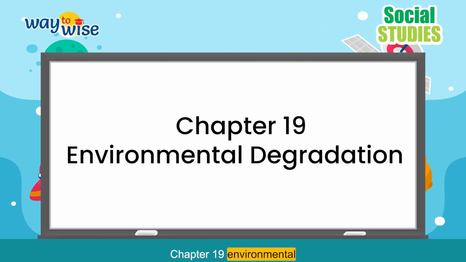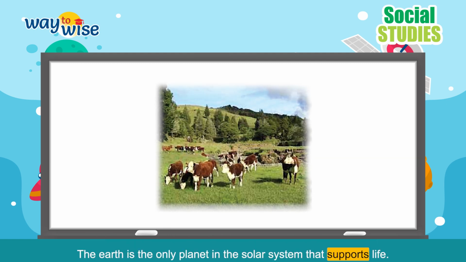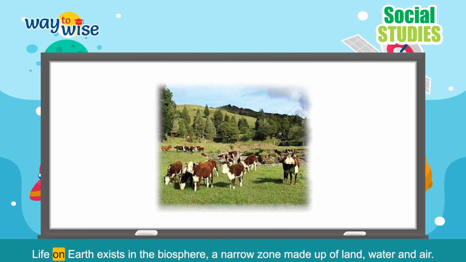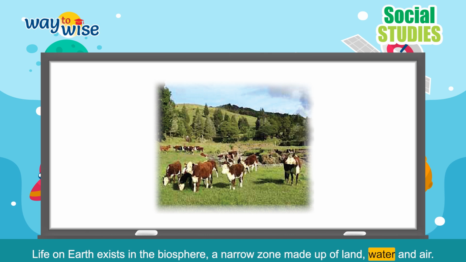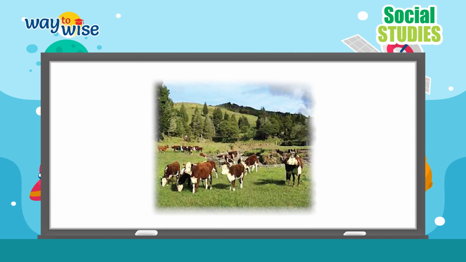Chapter 19: Environmental Degradation. The Earth is the only planet in the solar system that supports life. Life on Earth exists in the biosphere, a narrow zone made up of land, water and air. The conditions in which an organism exists make up its environment.